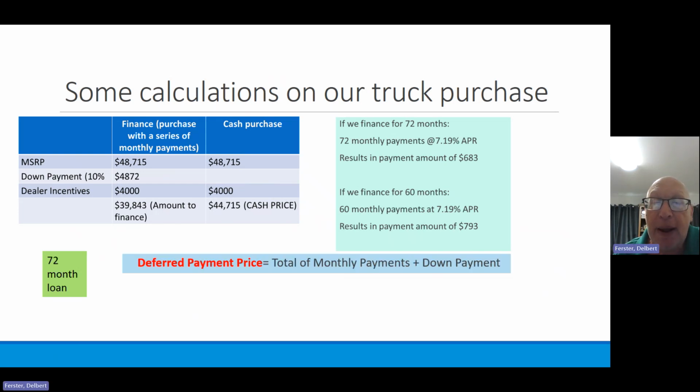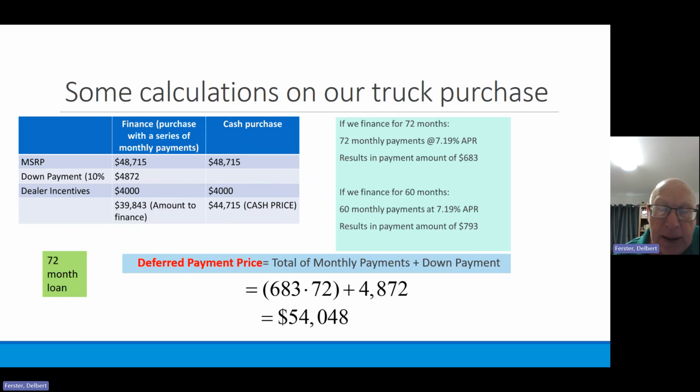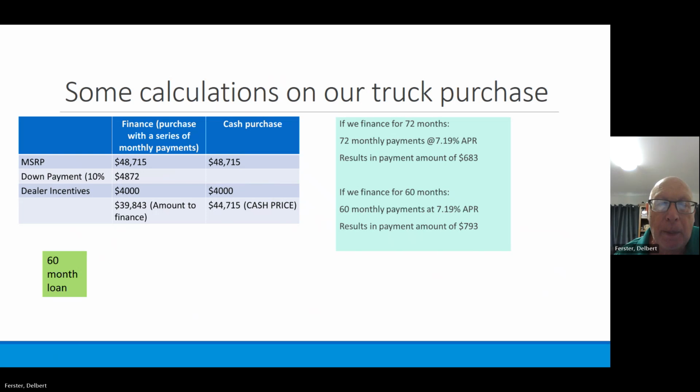Okay. The deferred payment price is the total of the monthly payments plus the down payment. And again, as previously mentioned, for the 72-month purchase, we got $683 a month times 72. We're also going to pay the $4,872. So that truck would cost us $54,048. If we had the cash price, we could have bought it for $44,715. So you can see it's a significant difference that we're paying basically for the use of someone else's money over that 72-month period for us to purchase our vehicle.